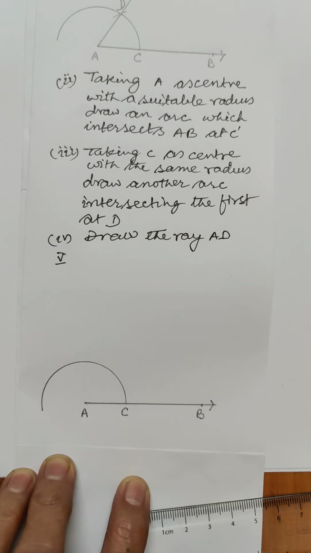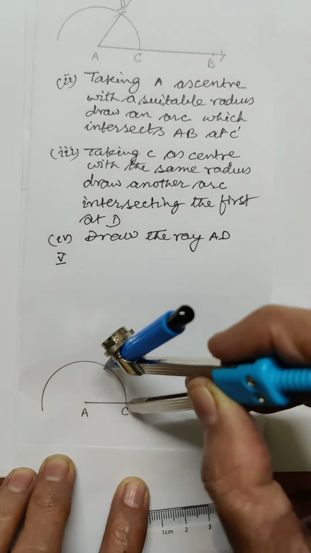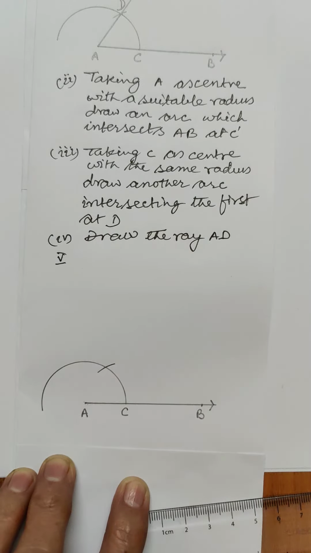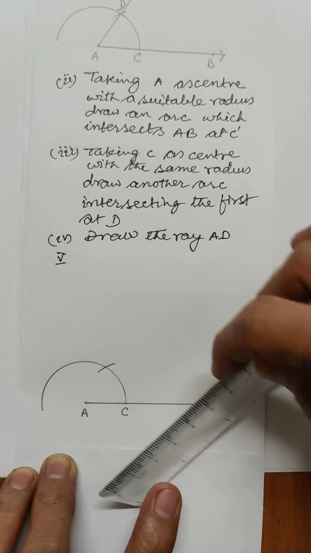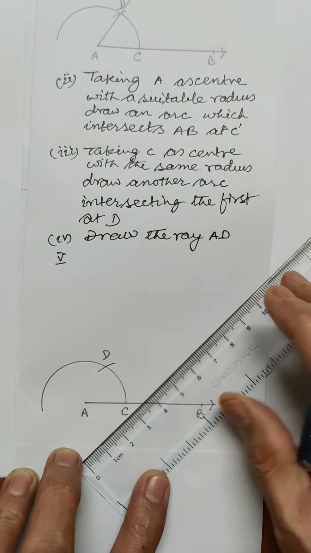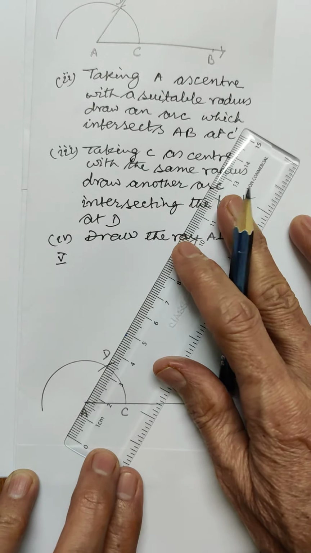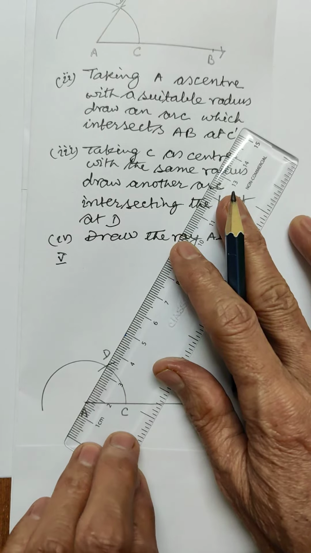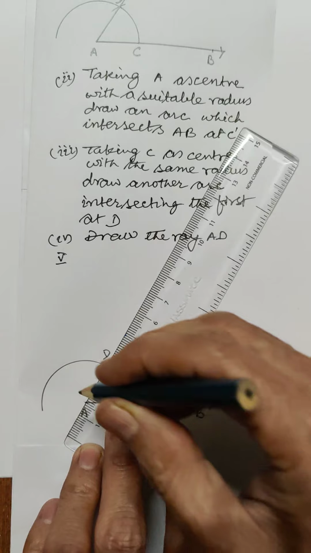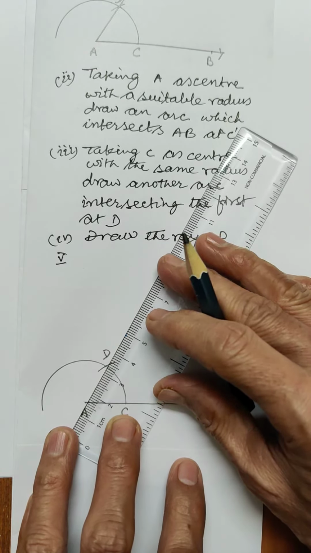In the third step we have taken C as a center and drawn an arc. In the fourth step, say it is D, we draw a ray AD and produce it. So drawing a ray AD.